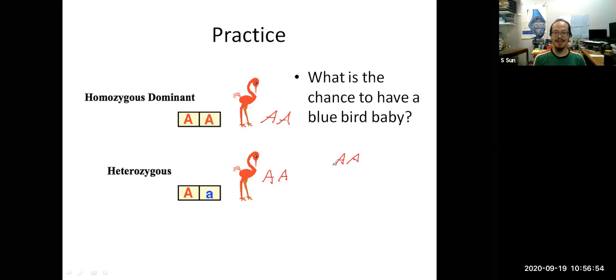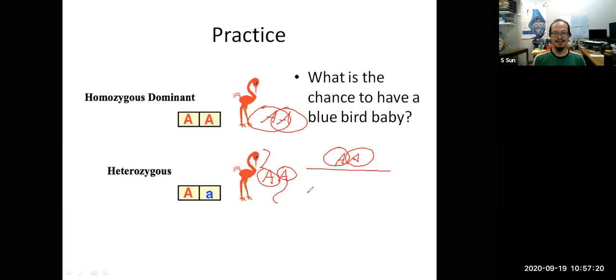Because you have AA, say this is the female, it's going to have one egg of big A, the other egg of big A. So you got one egg A, the other egg A, and here is a sperm, right? This one is another sperm. So you can have a sperm here, small a, or another sperm here, big A. If these two mate together, it's going to be AA. These mate together and it's AA, right?